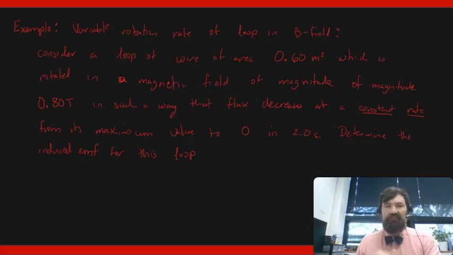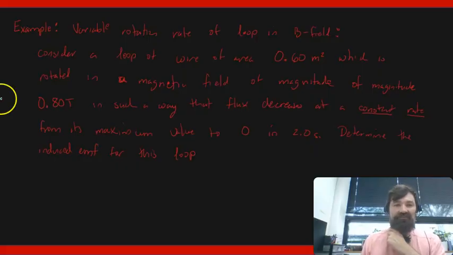For our second example, I'm doing what might be called a weird example, because I am specifying that the flux is going to change at a constant rate from its maximum value to a value of 0 in a time of 2 seconds, but the rate of change is constant. Okay, so we're assuming that the speed of rotation may be varied in order to make this occur, and so we want to know what the EMF is.